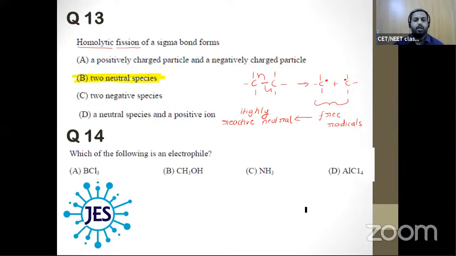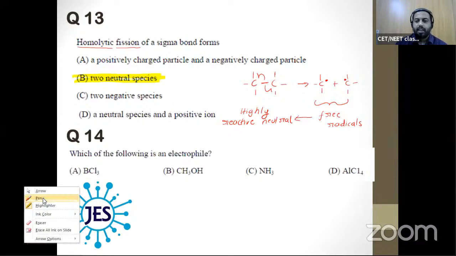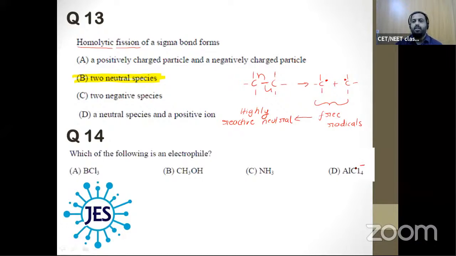Okay. Question number 14 now. Which of the following is an electrophile? Come on. Send me the answers in chat section. Let me see. Which of the following is an electrophile? Last option, let me make a small correction there. It's not AlCl4. It is AlCl4 minus. Okay. Let me see who's answering correctly.